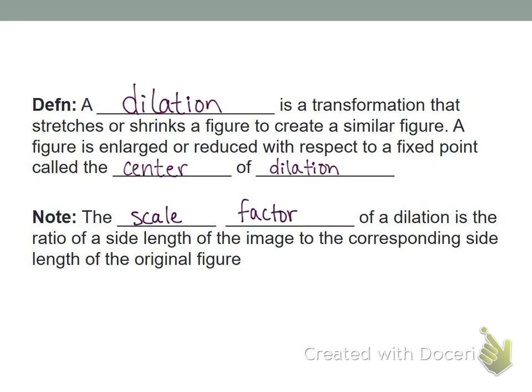So this transformation was saved for this chapter because we are creating similar figures. All of the other transformations that we learned last semester created congruent figures. These figures will not be exactly the same, but they will have corresponding angles congruent, corresponding sides proportional.